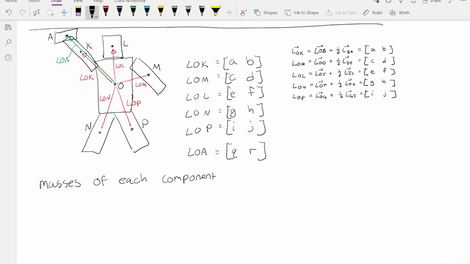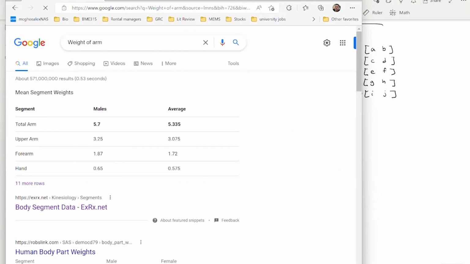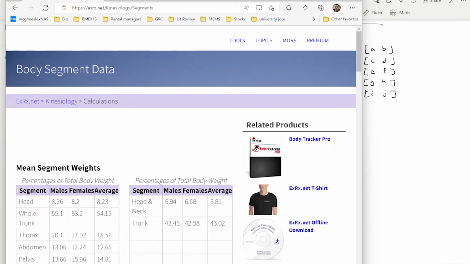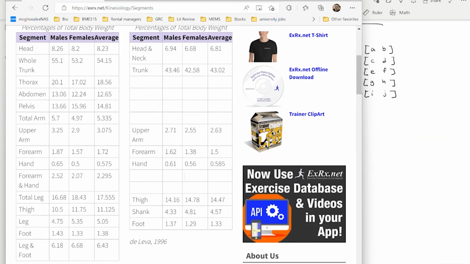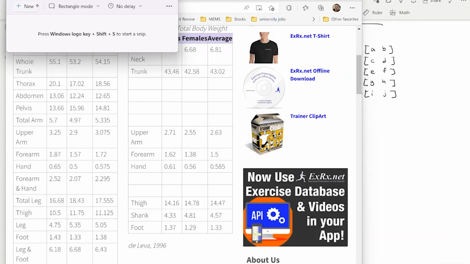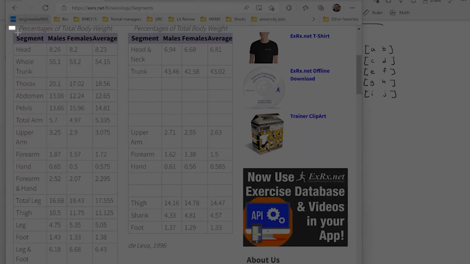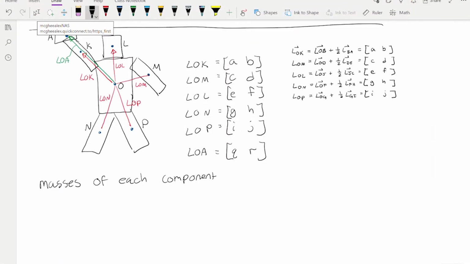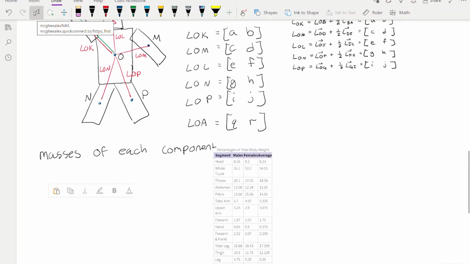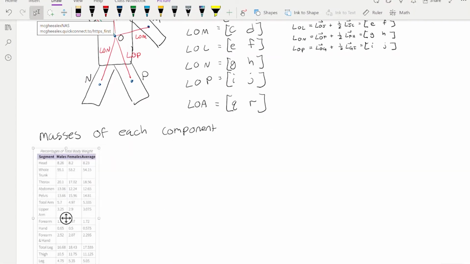And to find that, we can go to the internet again. So we can say, let's find the weight of some body part. And Google gives me this nice table. We can just copy this table and use it here. All right. So now we can say the mass of the arm. What do we got here? Let's say we use average values.